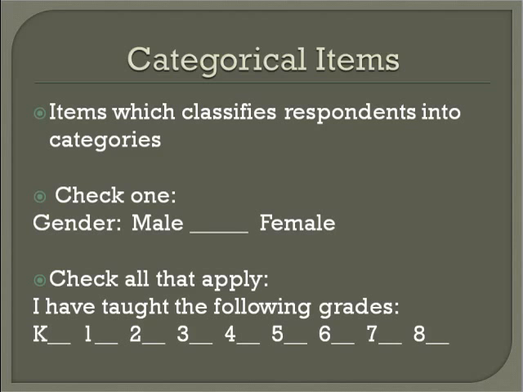So for example, I might want to know what grades teachers have taught in the past. Here I've listed elementary and middle school grades K, 1, 2, 3, 4, 5, 6, and 7. And of course, many teachers have taught more than one grade. So I've indicated here check all that apply. Sometimes you will get surveys where you ask them to check just one thing and they check multiple items, but that just happens.